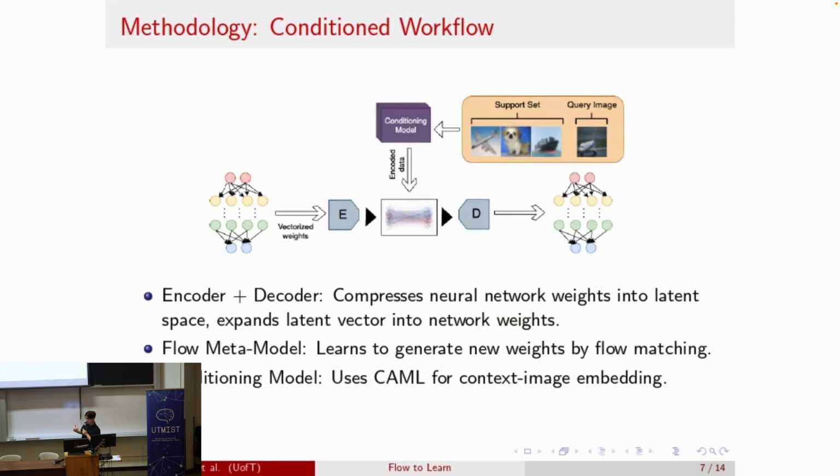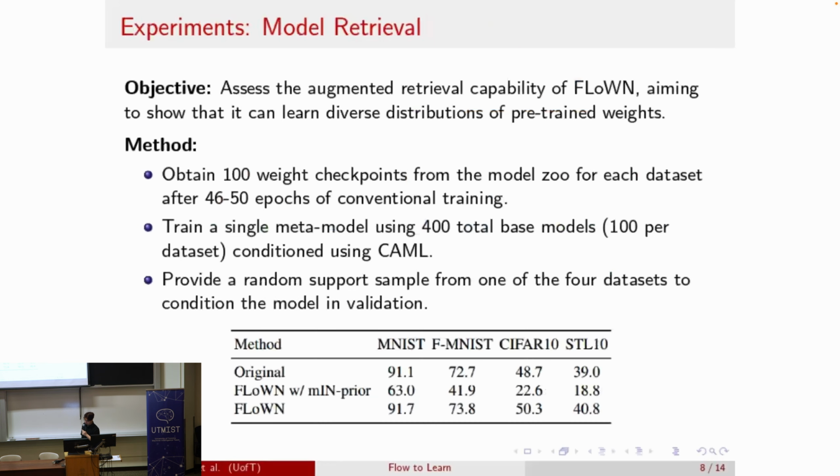Another thing that we can append to our model is a dataset embedding module. Previously, our meta model had no idea of what we're classifying with the weights that it will generate, but here we provide this conditioning information through a context image embedding. And this next experiment makes use of that.